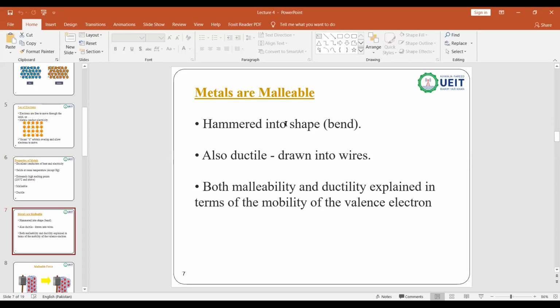Metals are malleable, meaning they can be hammered into shape. If you want to bend the metal by hammering, you can do this. Also, they are ductile, meaning they can be drawn into wires. All the wires used in electricity, all over the country and the world, are mostly made of zinc. Both malleability and ductility are explained in terms of the mobility of the free electrons, the valence electrons.